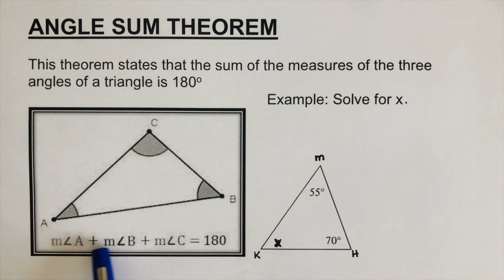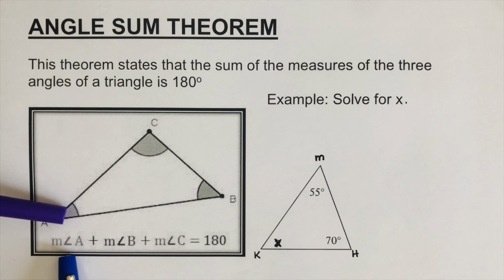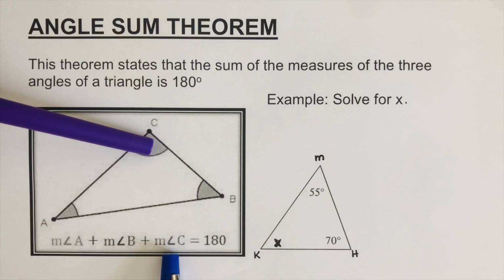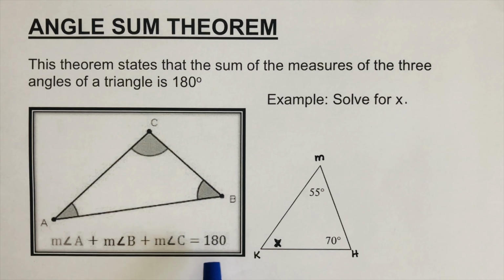There's a formula down here below. If we add the measure of angle A plus the measure of angle B plus the measure of angle C, all three will be equal to 180, whatever the shape of the triangle is, every time, no matter what. So let's have an example to see how this works.